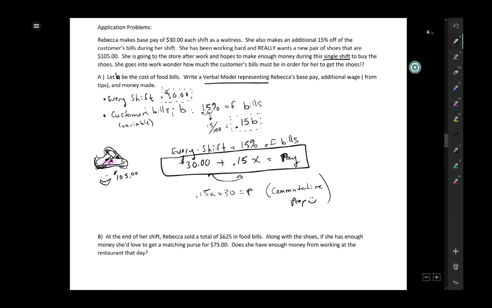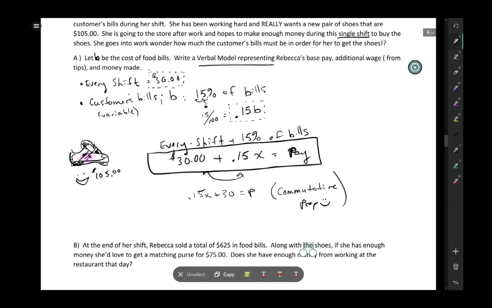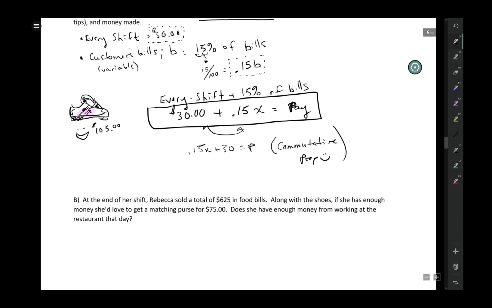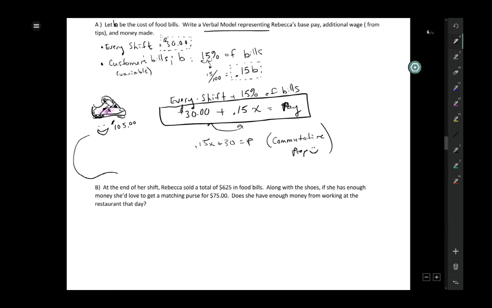So, at the end of her shift, Rebecca sold a total of $625 in the food bills, along with the shoes. She'd like to get a matching purse. Does she have enough money? Did we finish up this one here? Make sure we answer the questions. Okay, so for this one here, we want to know, does she make enough money to actually get these shoes? Here's the verbal model, and now we'll just solve it.